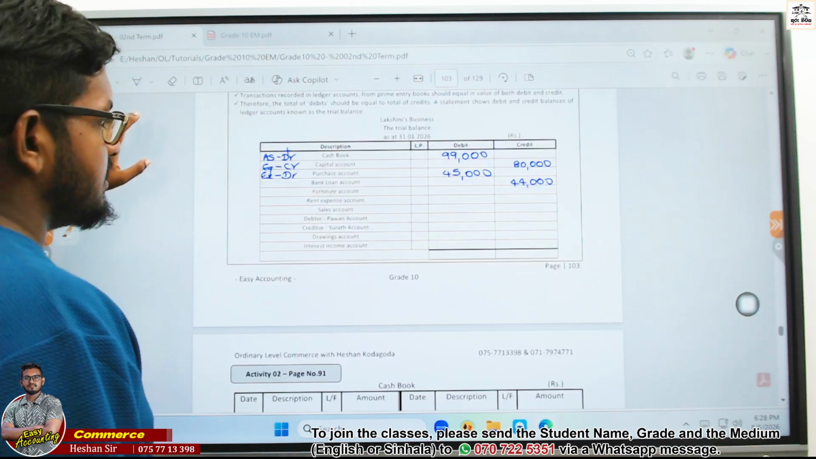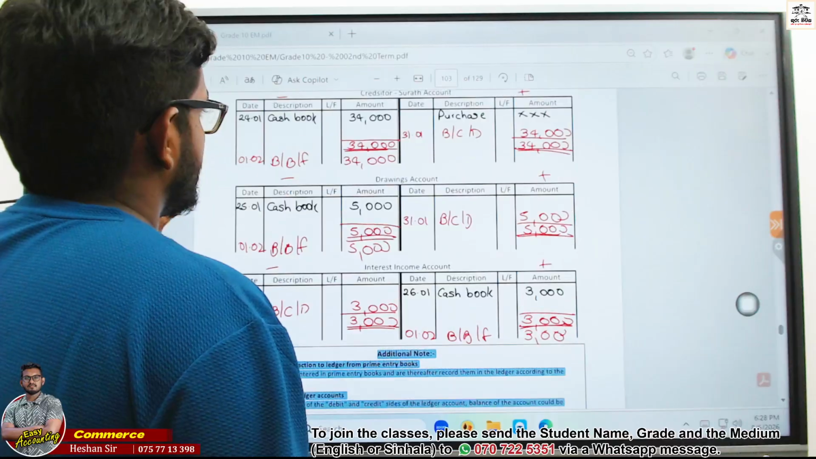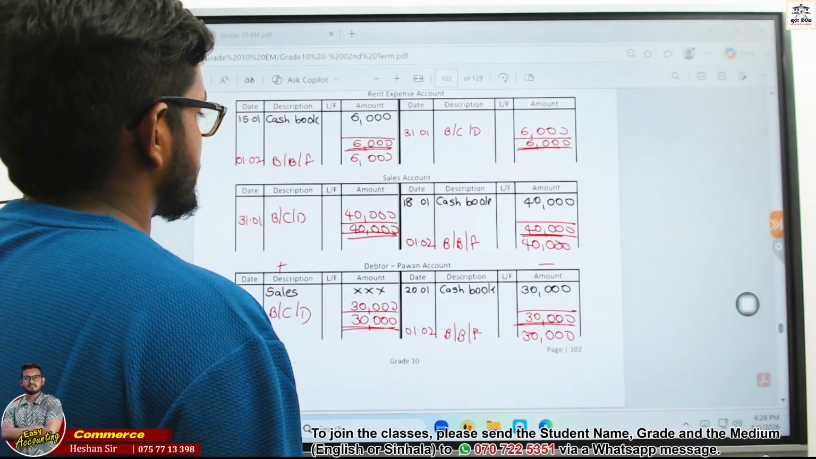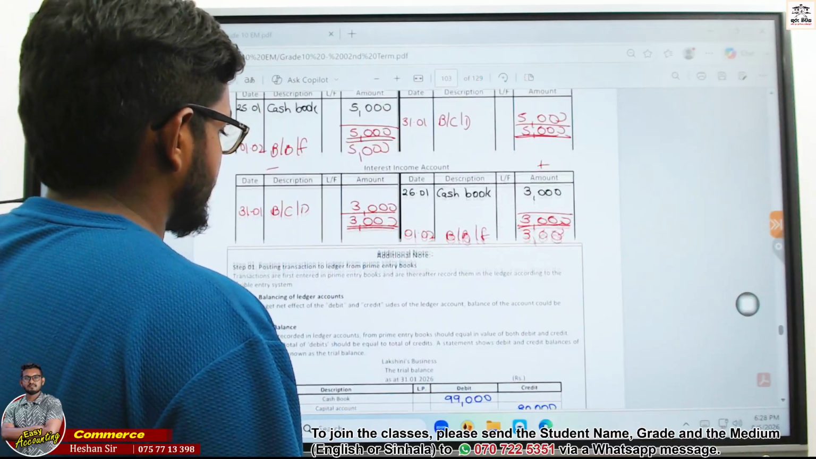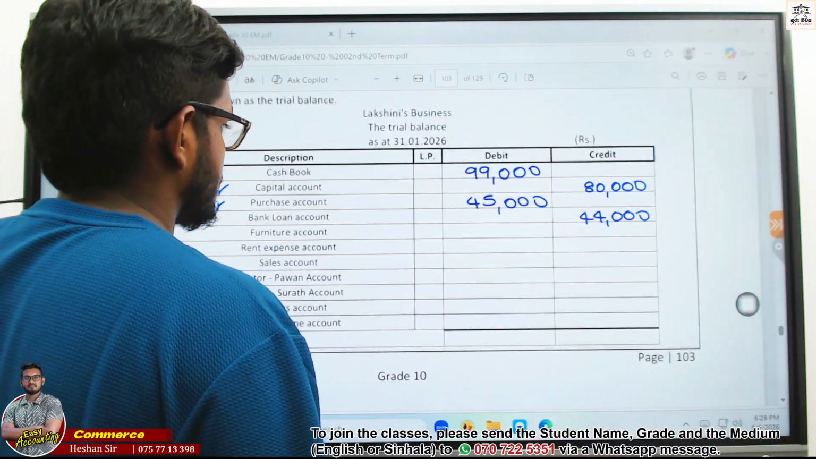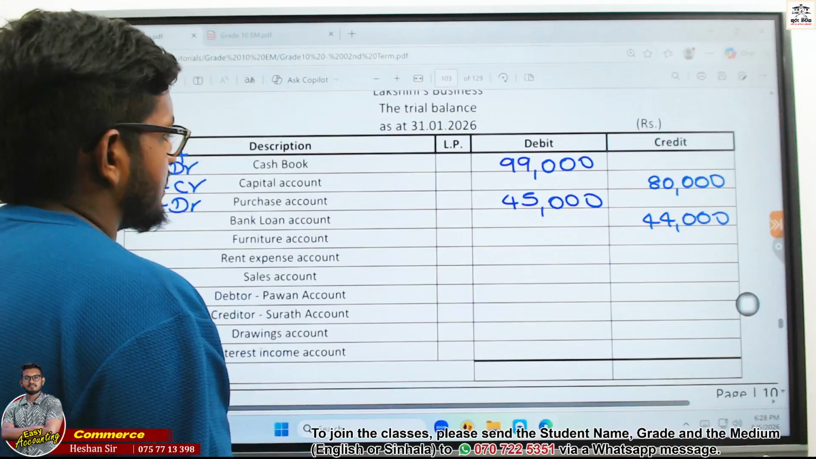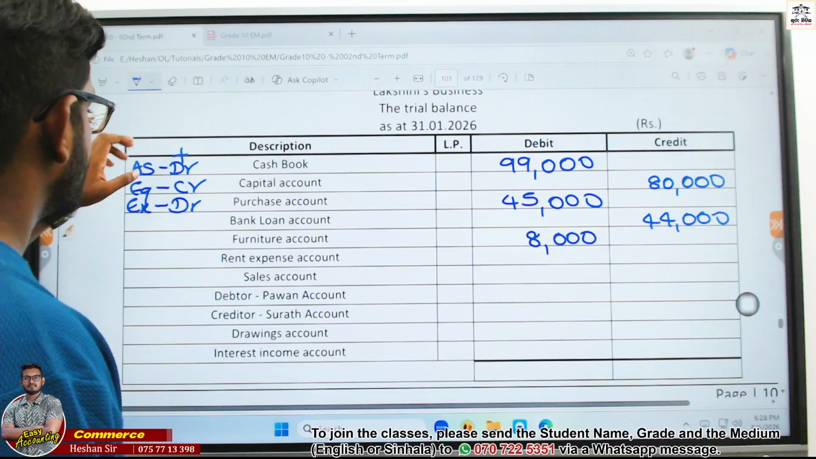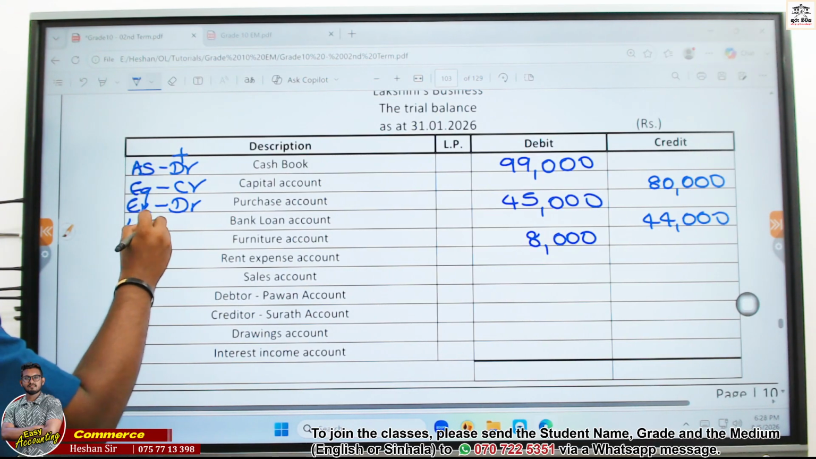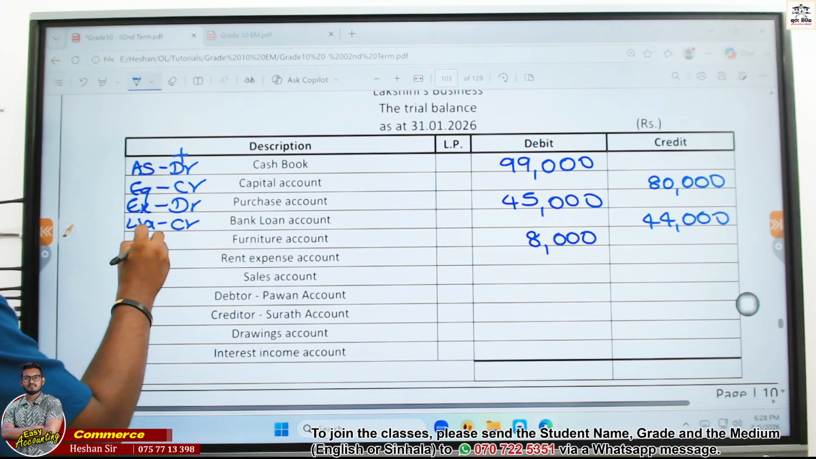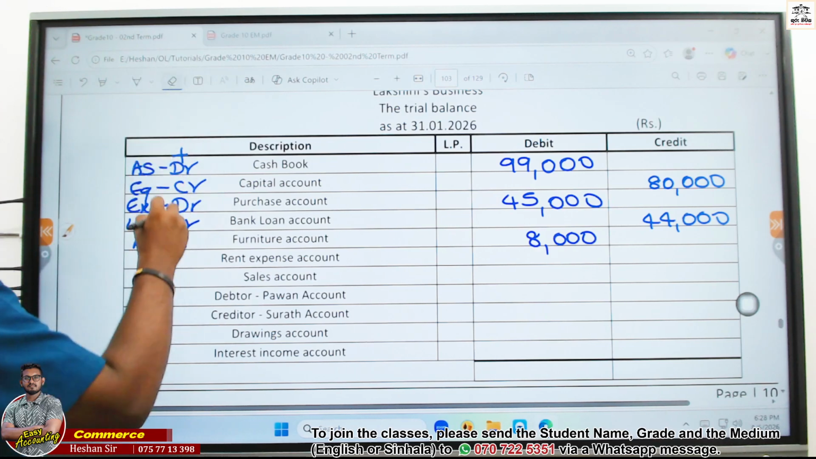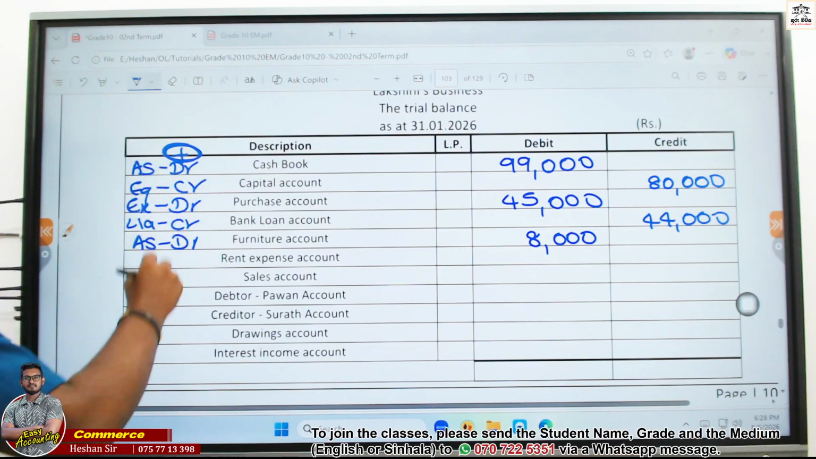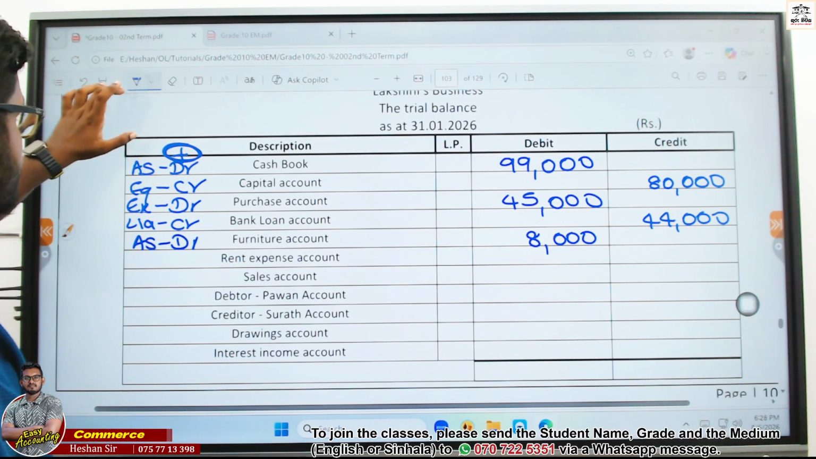Then you can see the furniture account. Which kind of account? Asset account. So the balance comes to the debit. How much? Furniture account is 8,000 debit, right? The bank loan is a liability. In the liability principal, increase is credit. Furniture is an asset. Asset increase is debit. That's why it comes as a debit balance. It comes to the increase side.